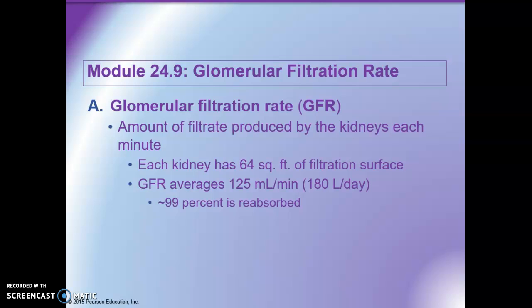The glomerular filtration rate is the amount of filtrate produced by the kidneys each minute. Each kidney has 64 square feet of filtration surface. The glomerular filtration rate averages 125 mL per minute, or 180 liters per day. 99% is reabsorbed.